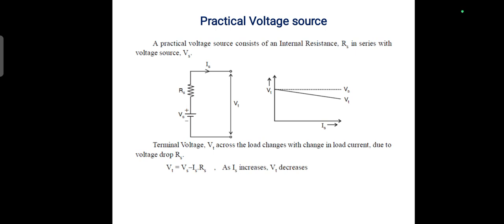So if you see the graph, the characteristics here, there is a small dip in the voltage due to this internal resistance. The terminal voltage Vt across the load changes with change in the load current due to the voltage drop in Rs. The terminal voltage can be derived as Vt is equal to Vs minus Is Rs. Anyhow, this internal resistance is very small, so the voltage drop is very, very little. As Is increases, Vt decreases.